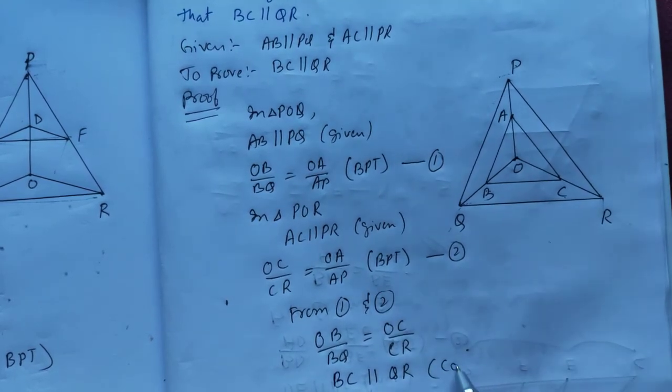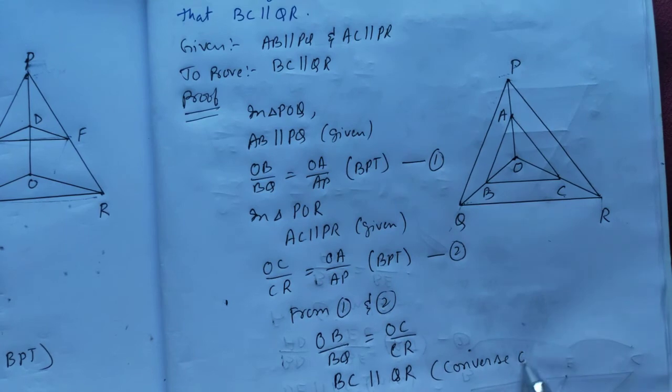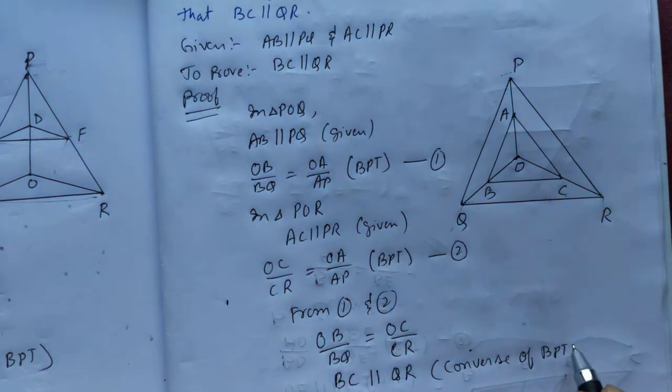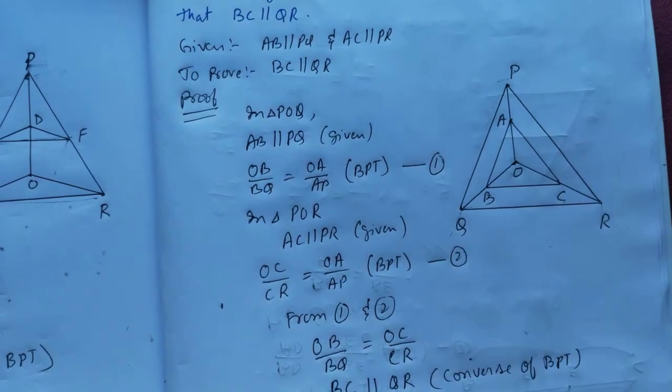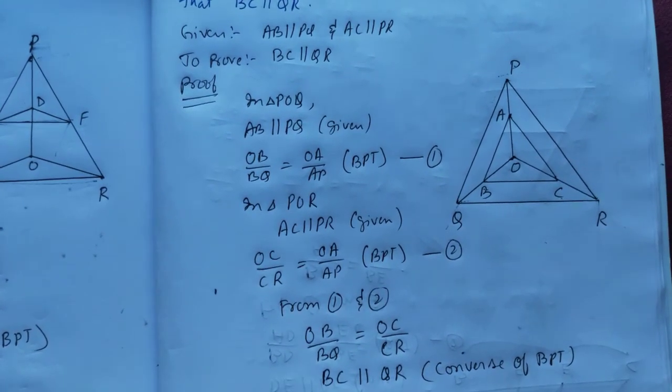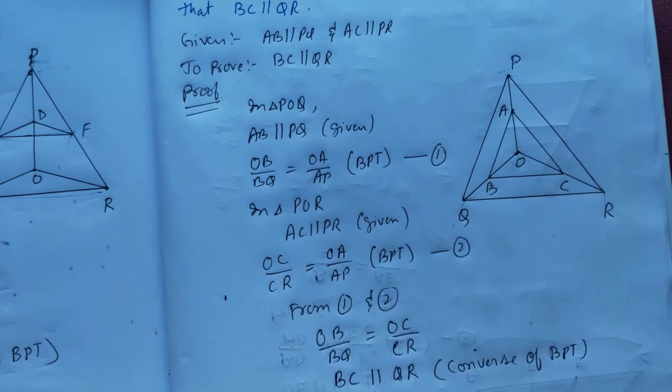This is converse of BPT. If the ratio is same, the lines become parallel, converse of BPT. You can pause the video to write the proof.